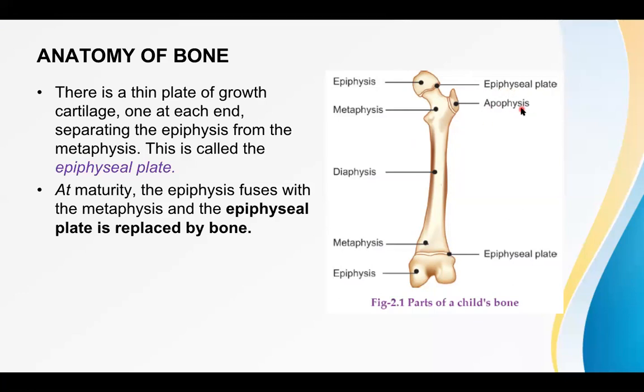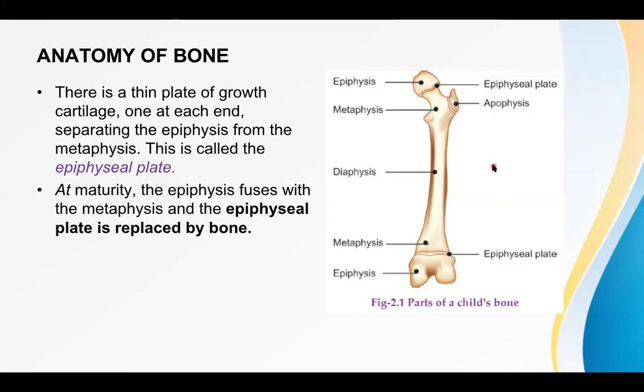This is apophysis. We'll talk about this later. This apophysis is a type of epiphysis, but it doesn't contribute to the lengthening of the bone. It doesn't contribute to the lengthening of this femur. It will develop into the greater trochanter. This is the area for greater trochanter, this is the area for lesser trochanter. We all know that. So this type of epiphysis is called apophysis.